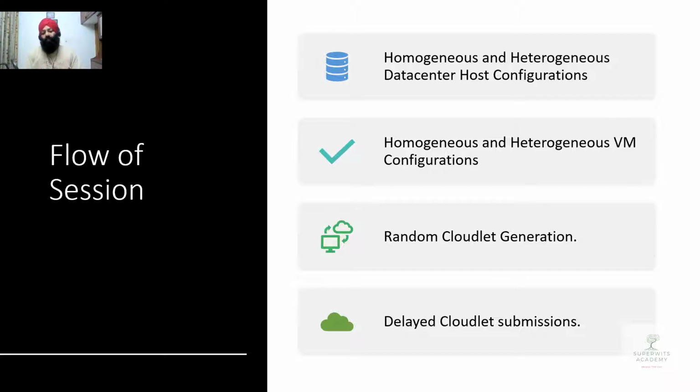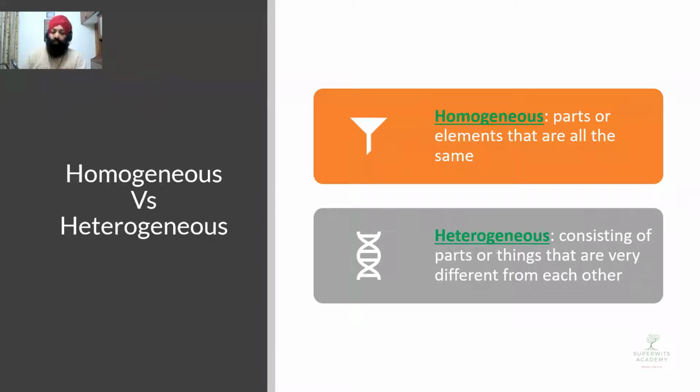But still, this is something which is required to be done, and there are a few specific points that are required to be considered when you are working on random cloudlet generation. Then there is a 4th point, that is your delayed cloudlet submission, and this is something which is required in very specific scenarios. So we'll be discussing all these 4 topics. First, some conceptual part, and then we will be looking into the demo part. So let me start with the heterogeneous and homogeneous part.